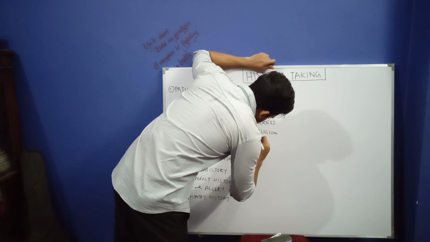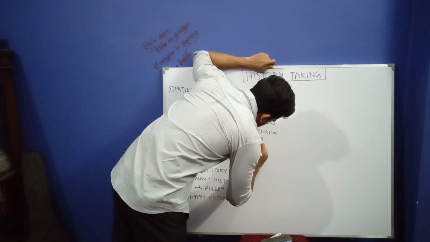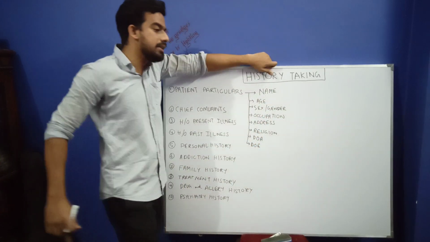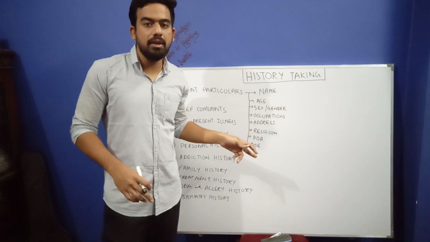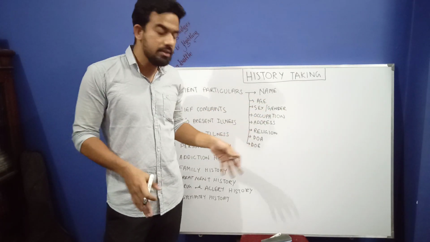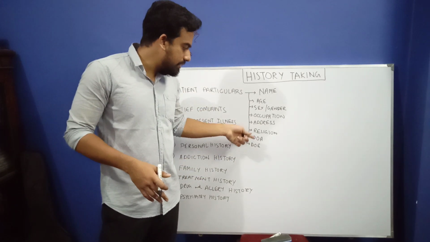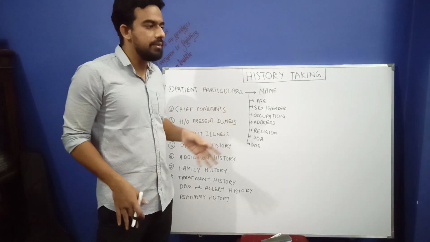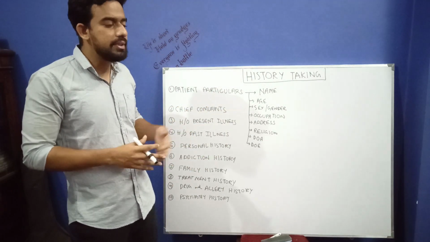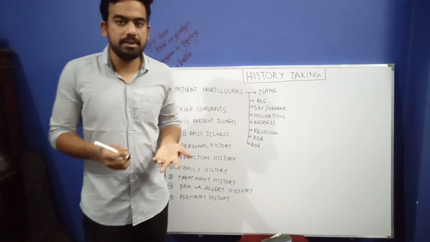Then we have date of admission and date of examination. Date of admission is the day on which the patient got admitted to the hospital, and date of examination is today, the day when you are examining the patient. What is the significance of these two? Suppose there is a huge gap between the date of admission and date of examination, say a 10-day or 1 week gap, and there is no improvement of symptoms.